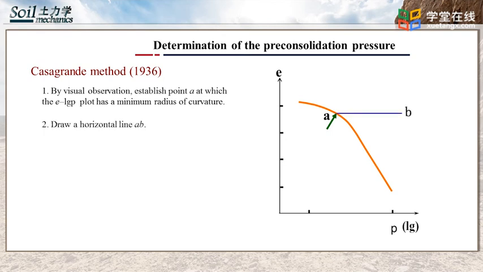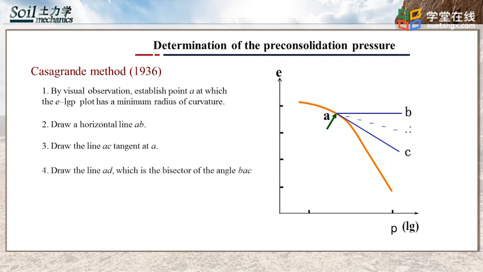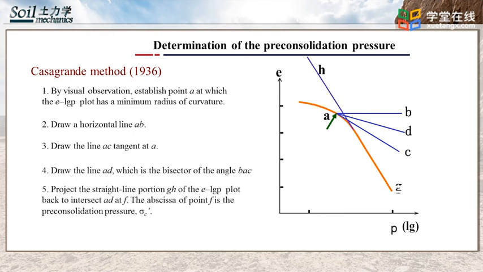Step 2. Draw a horizontal line AB. Step 3. Draw the line AC tangent at point A. Step 4. Draw the line AD, which is the bisector of the angle BAC. Step 5. Project the straight line portion GH of the e-log p plot back to intersect AD at point F. The abscissa of point F is the pre-consolidation pressure, sigma c prime.